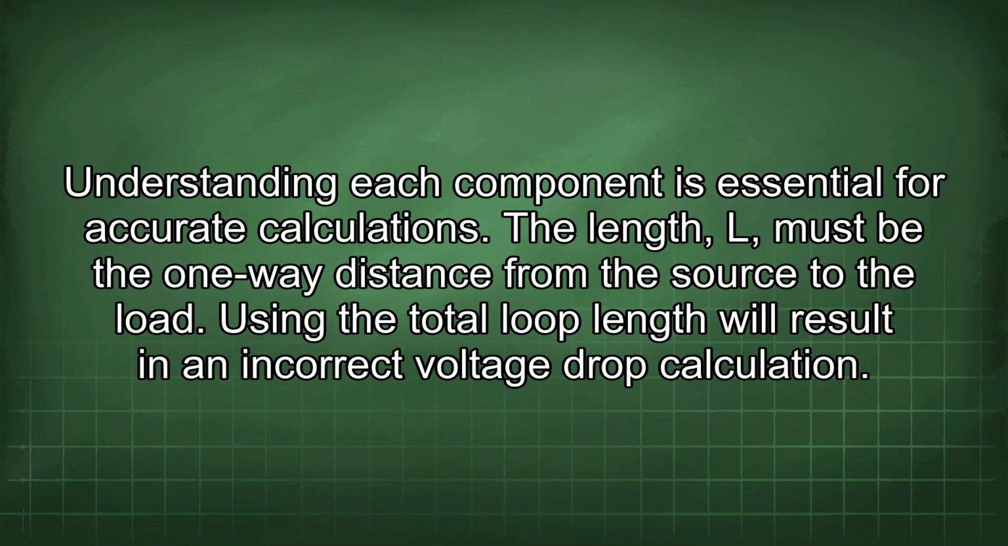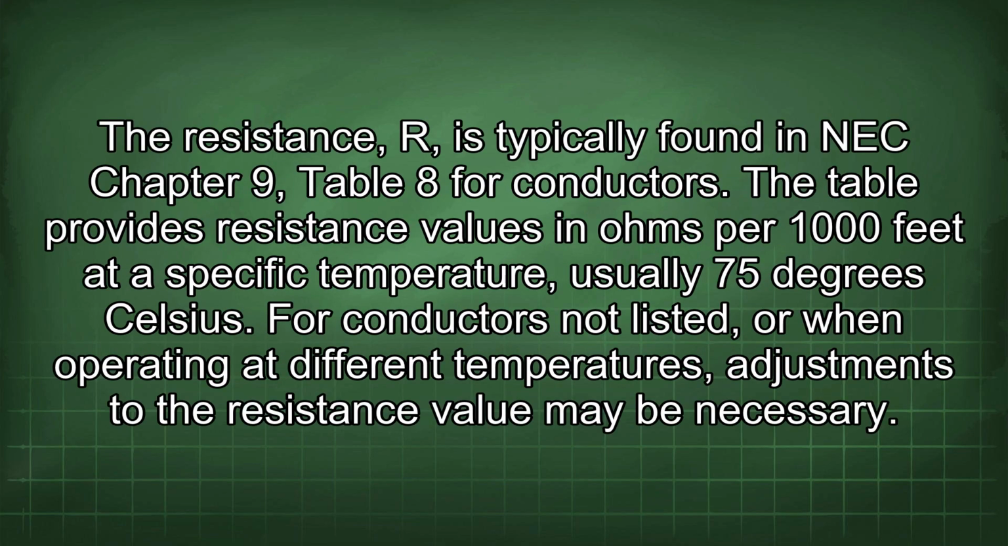Understanding each component is essential for accurate calculations. The length, L, must be the one-way distance from the source to the load. Using the total loop length will result in an incorrect voltage drop calculation. The resistance R is typically found in NEC Chapter 9, Table 8 for conductors. The table provides resistance values in ohms per 1000 feet at a specific temperature, usually 75 degrees Celsius. For conductors not listed, or when operating at different temperatures, adjustments to the resistance value may be necessary.